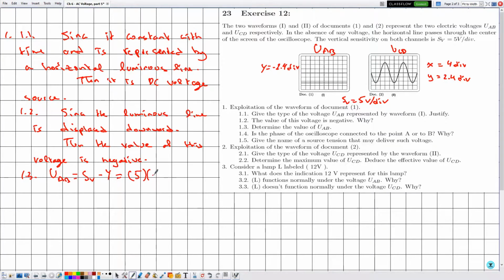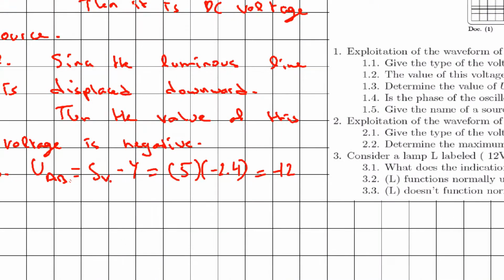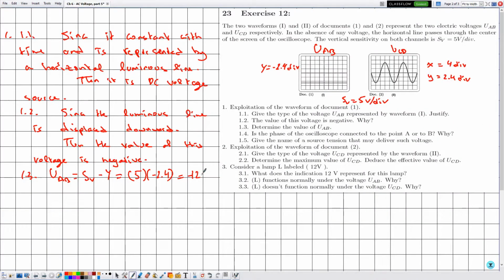And the value of Y is given by minus 2.4. Plugging this on the calculator, then the value of UAB is given by minus 12. Since both SV and Y are expressed in the SI, the value of U will be in the SI, which is volts.